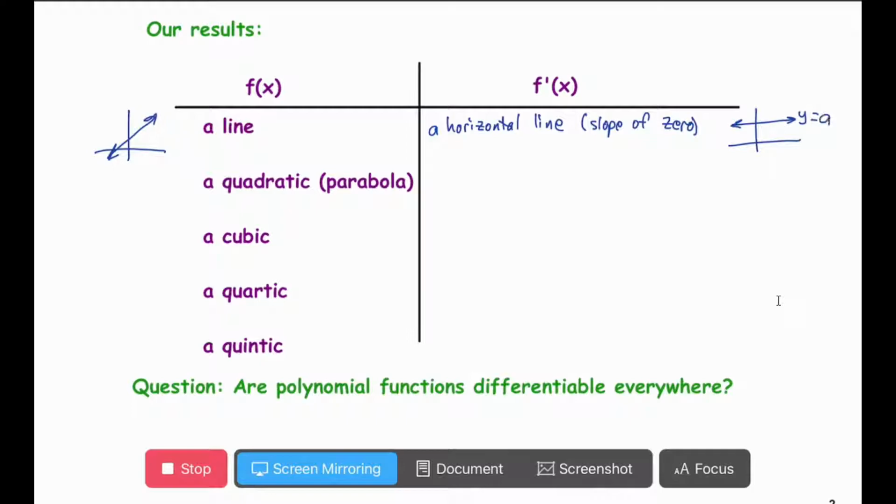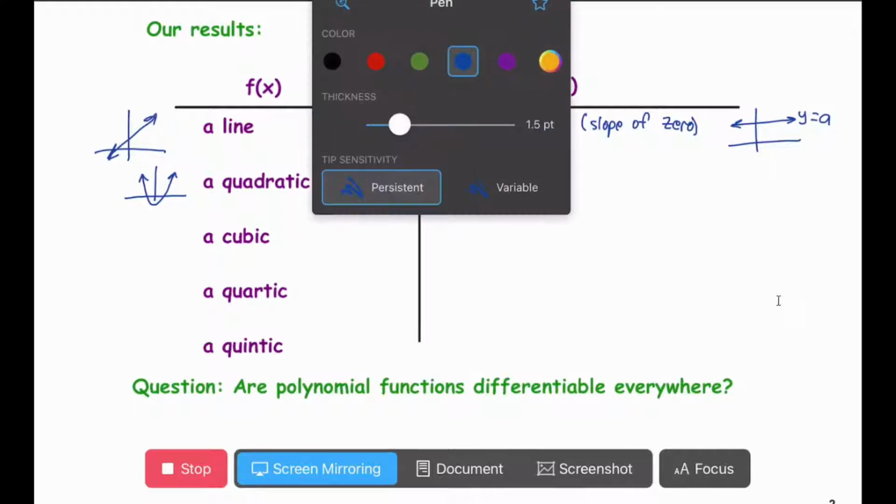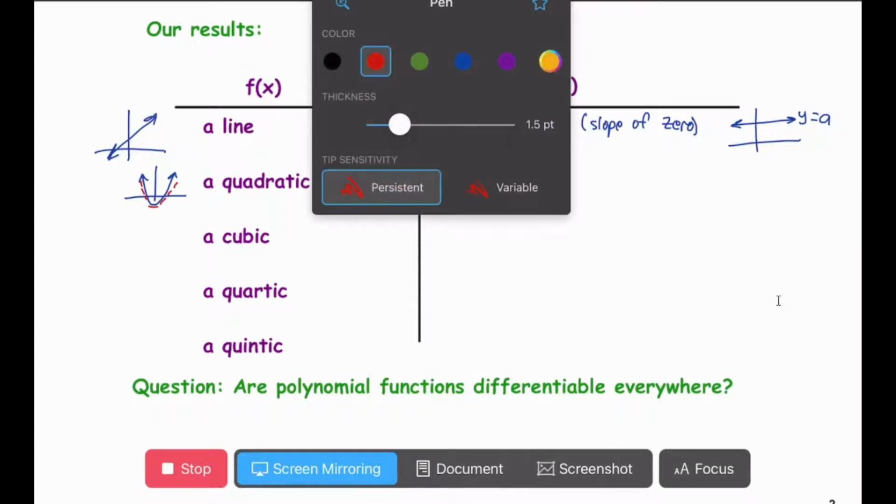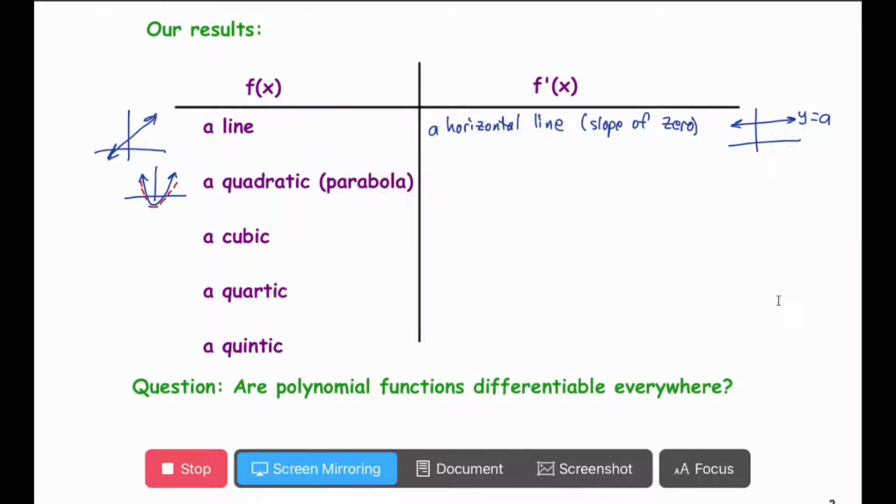Y equals a. And the other type of parent function I might have is a parabola or a quadratic. And so my tangent lines had a negative value, and then 0, and then positive. And so the shape of my f prime of x was just linear. So some line with a non-zero slope.